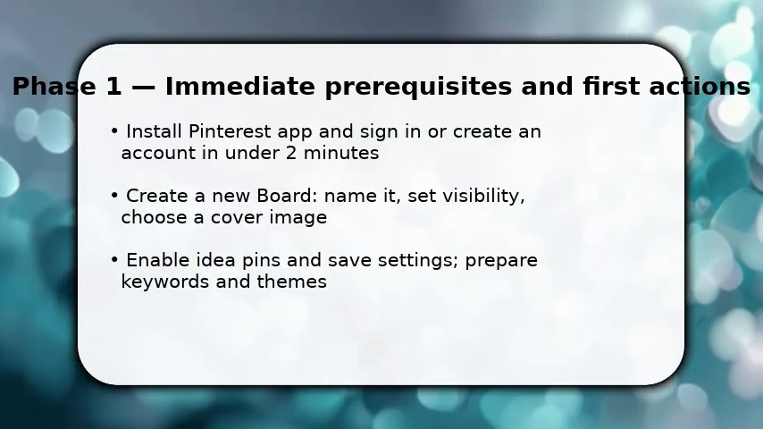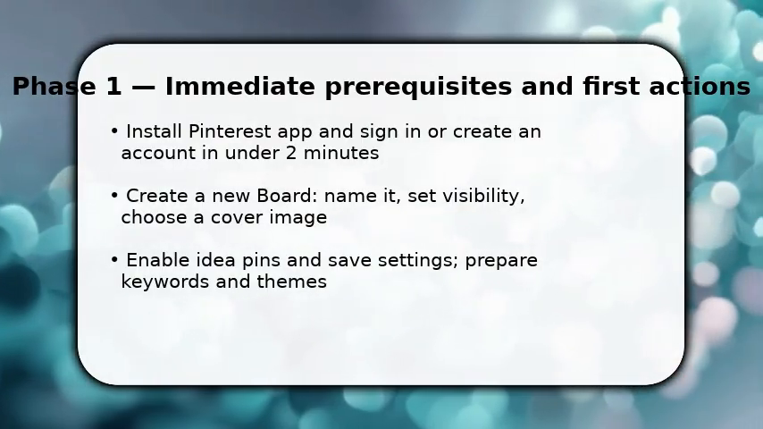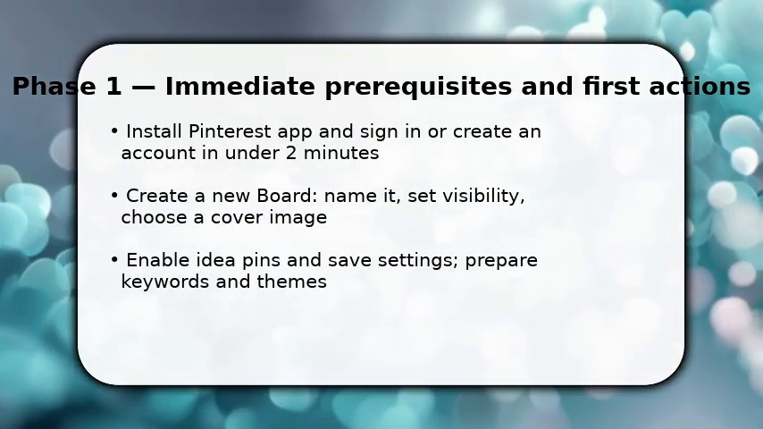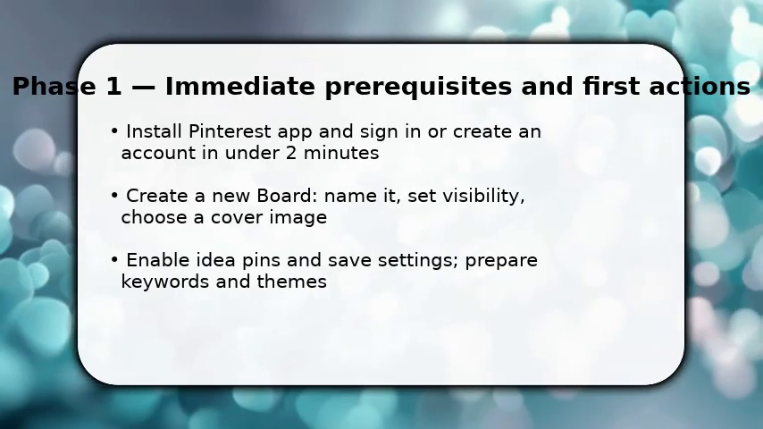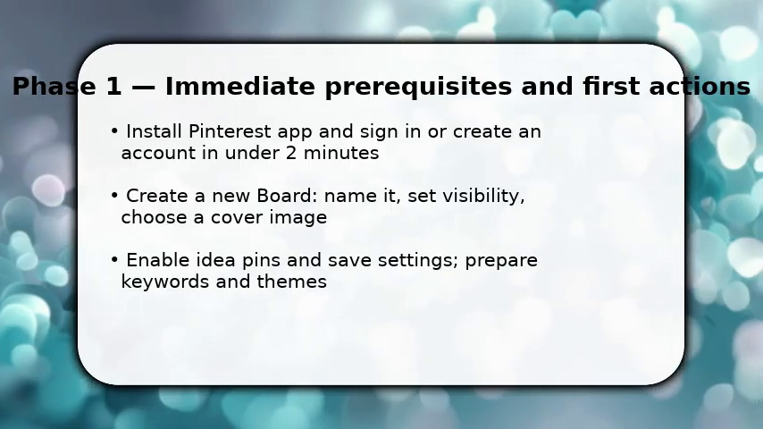You're starting a vision board. Tap the plus and pick board to begin. Name the board with a clear intention, then set visibility so it's private or shared. Once done, choose a cover image that represents your goal. It keeps focus. Make sure idea pins are enabled so you can add short multimedia notes.